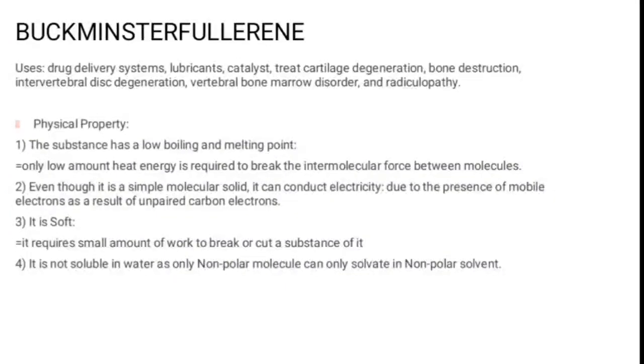Number 1 is that the substance has a low boiling point and melting point, because a low amount of heat energy is required to break the intermolecular force between the molecules. Number 2 is that it is a simple molecular solid and it can conduct electricity due to the presence of mobile electrons as a result of unpaired carbon electrons. Number 3, it is soft. It requires a small amount of work to break or cut a substance of Buckminster fullerene.